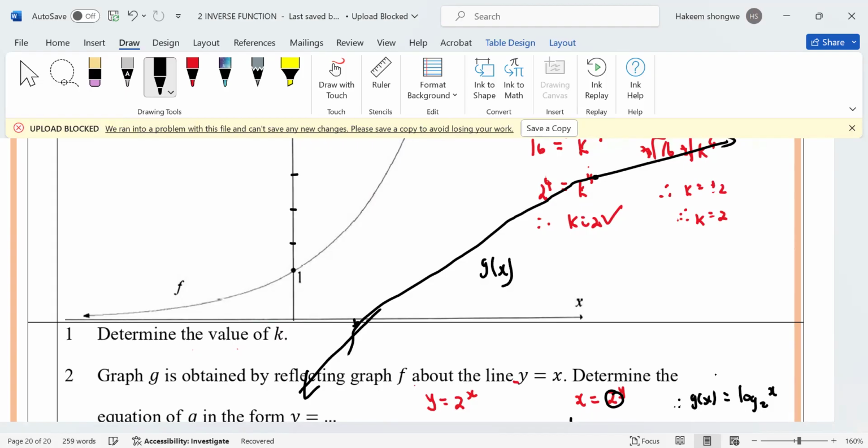And then what are the points that we're supposed to show? We're supposed to tell them with this one it's (16, 4). This one here it's (1, 0). And then we are officially done with this one.